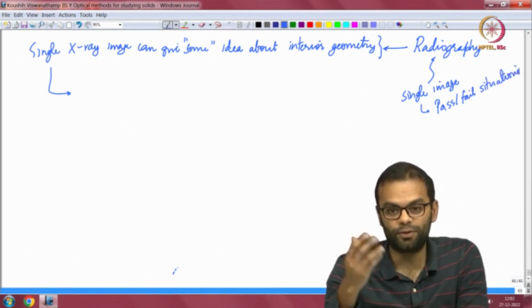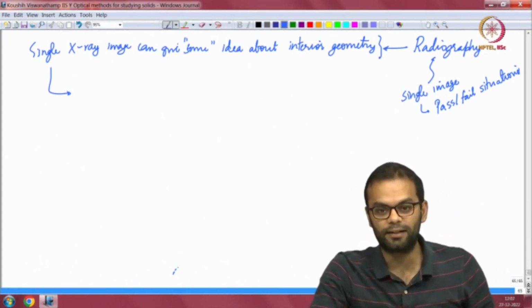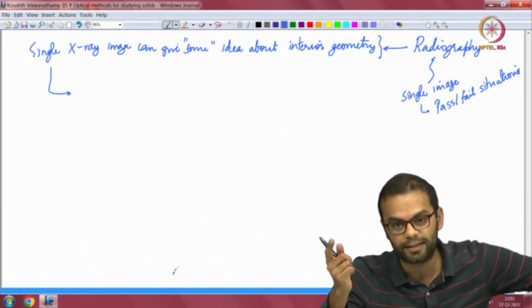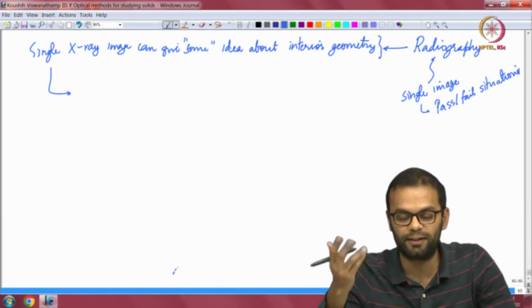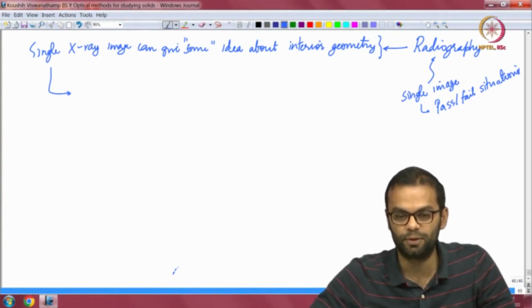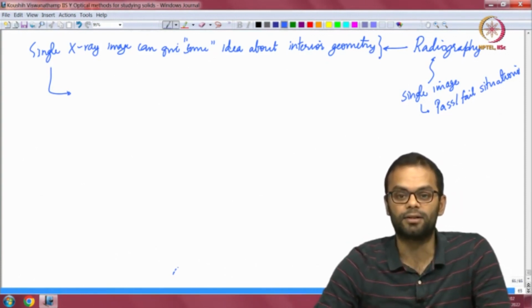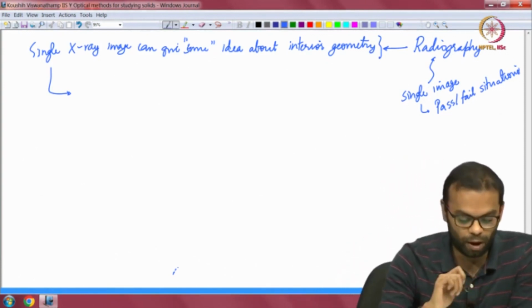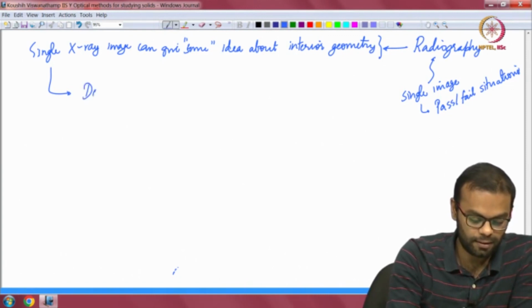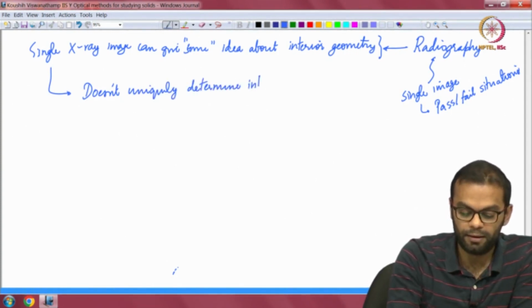So even in the medical case, if you have a suspected fracture and you take an X-ray image, you can actually see a crack inside, and if the crack is there you have a fracture, if the crack is not there, you do not have a fracture most likely, and so that is again a pass fail type of situation. So a single image will suffice to tell you information about whether there is some internal structure or not, okay. But the problem is this does not, it turns out, uniquely determine the internal structure.